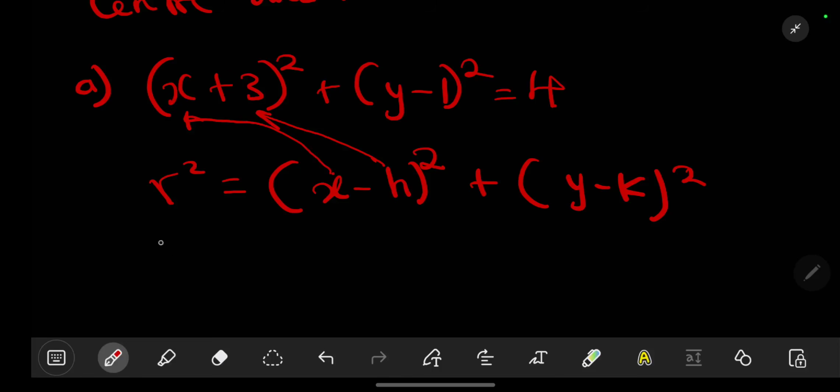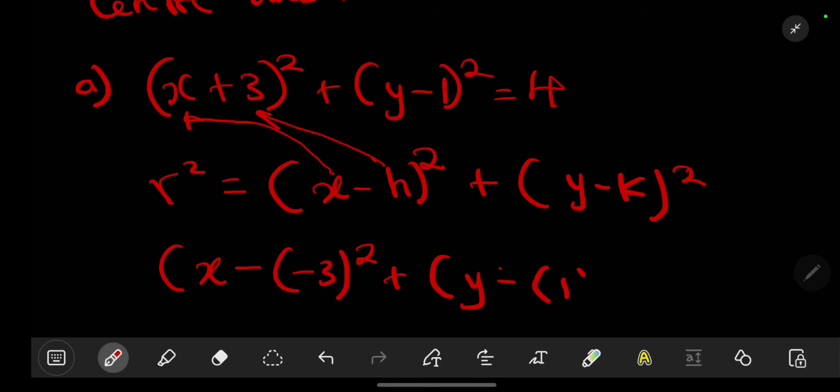You can get this equation and say it will be equal to x, then you have not plus, but you have your minus. Then how do you maintain the positive? It means even 3 has to be negative if you want to express it in this form. Minus the negative 3, then we have the squared, plus you have your y. In order for you to maintain, we are going to have minus, then you have your positive 1. Squared should be equal to 4.